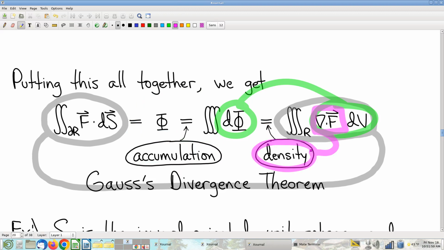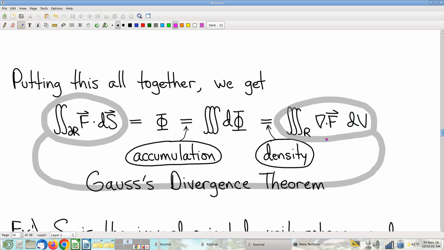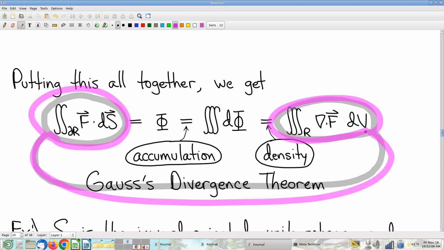And flux per unit volume times volume gives us flux. And so I can rewrite d phi as divergence times dV. And we are done here. We have ourselves a theorem that says that boundary flux is equal to a triple integral of the divergence operator over the interior. Everybody all right? There you go. Gauss's divergence theorem.